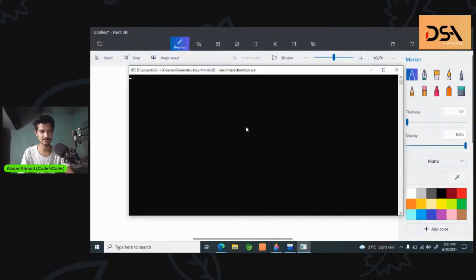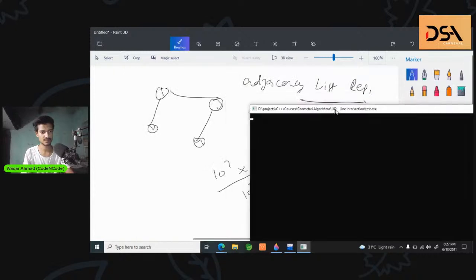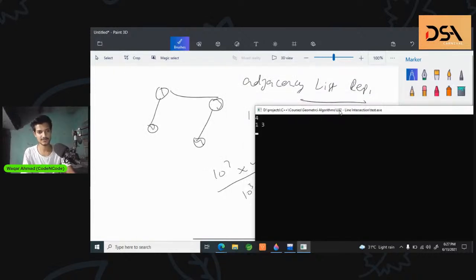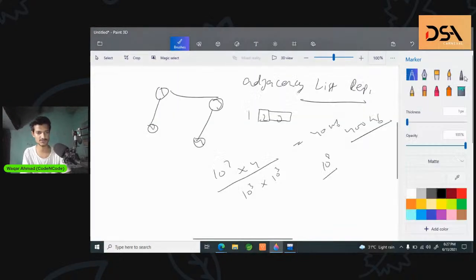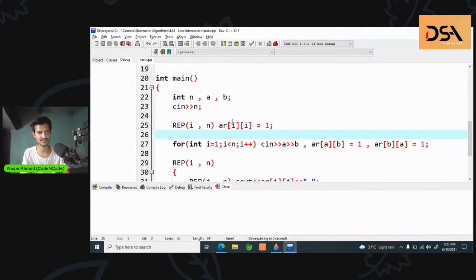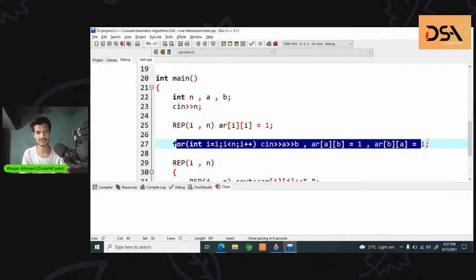Let's input this graph again, increase the font size. 4 nodes, 1 is connected to 3, 1 is connected to 2, 3 is connected to 4. Okay, here you see the diagonal. One is connected to 2, and one is connected to 3, right? Because 1, 2 and 1, 3 are set to 1. And same goes for node 3. 3 is connected to 1 and 3 is connected to 4, right? So this is how your adjacency matrix representation works. So this is how you take input in adjacency matrix representation, and this is how you create the graph, right?